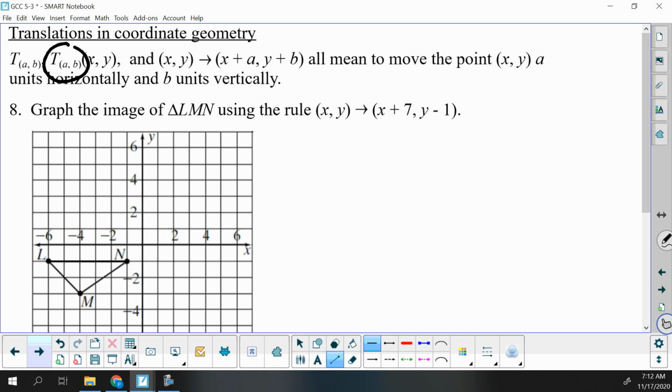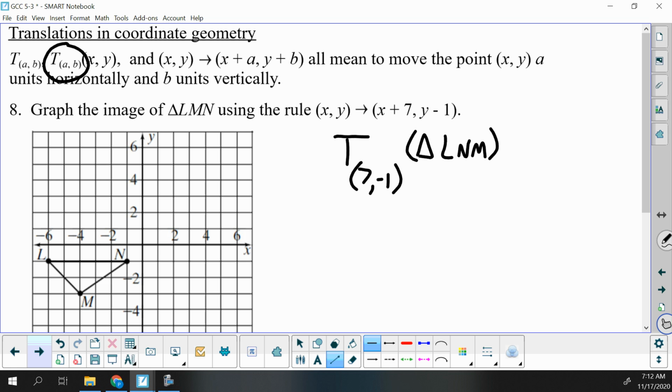Now the other way that you could see it is with this capital T. So we could see T, 7 comma negative 1, and then in parentheses here what it is we're translating. We're translating triangle LNM. So these mean the same thing. They're the two different notations for the translation. If you add 7 to the X, that means you're going 7 right. If you subtract 1 from the Y, that means you're going 1 down. So as we slide these points, we're just going to go 7 right and 1 down.